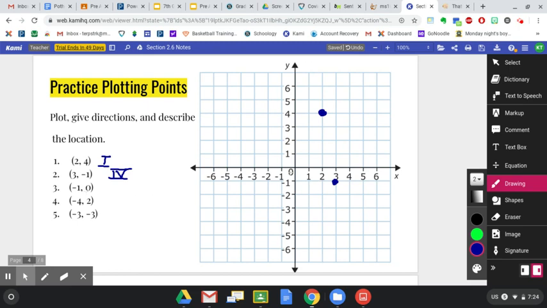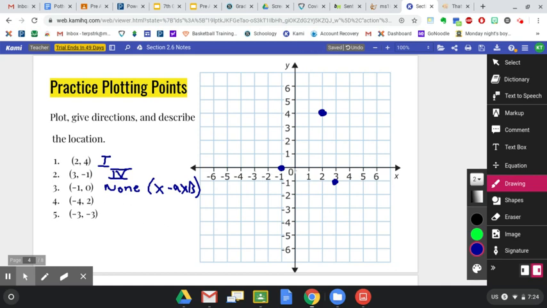Negative 1, 0. So I go left 1 and up 0, and that would be my description. And this would be none of the quadrants. You might see that written as x-axis, because it's on the x-axis.